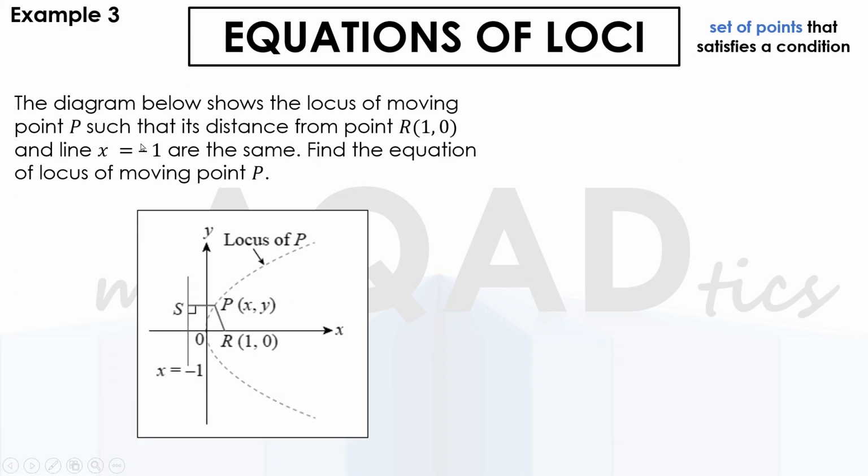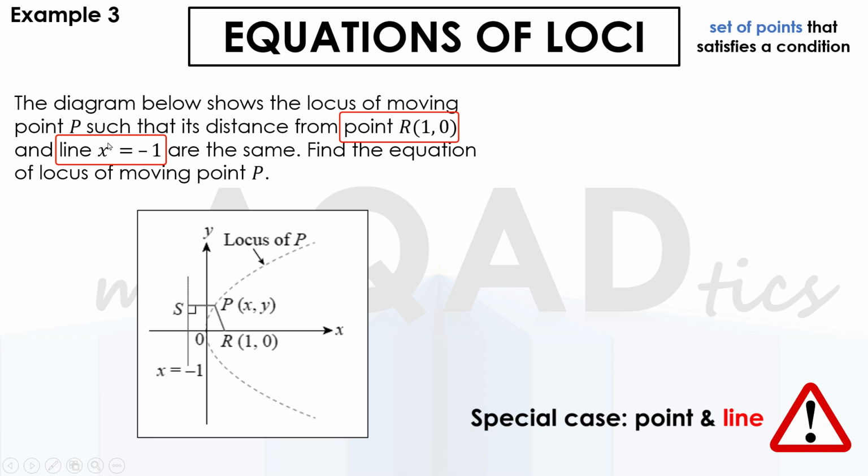For this example, it will be different from the previous examples, because if you look here, point P must have the same distance from point R and from a line, the line x equals -1. So the special thing here is, previously we only had 2 fixed points, but now it's 1 fixed point and 1 line. Okay, so if we go to the diagram here, let's look at one of the examples.